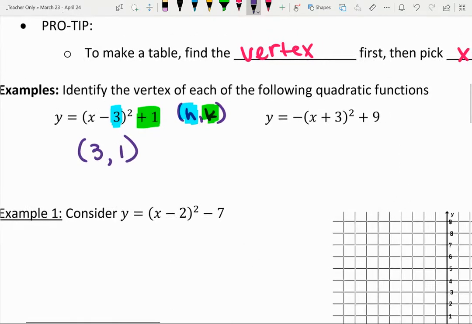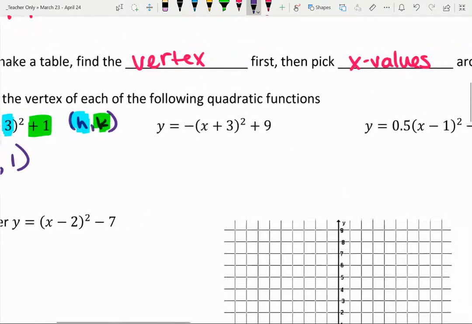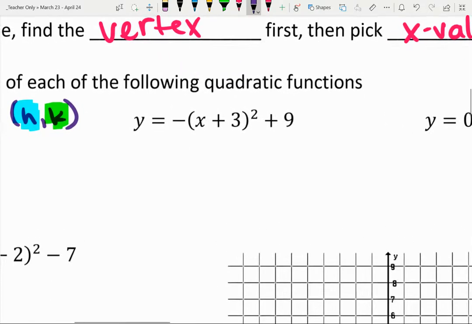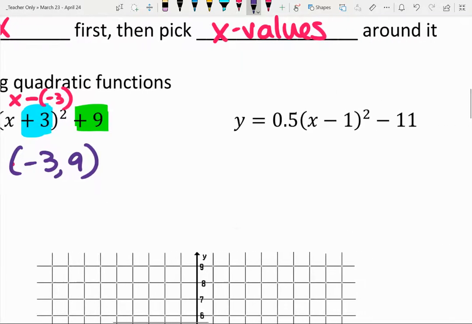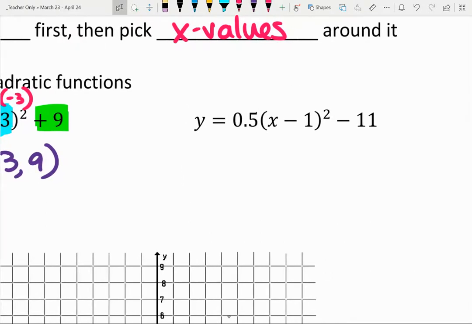So let's check out these other two. So our vertex here, we've got our y value and we've got our x value. If it's going to be a plus 3 inside, that's the same as x minus negative 3. So our vertex is going to be (-3, 9). And then this last example right over here, our vertex will be (1, -11).